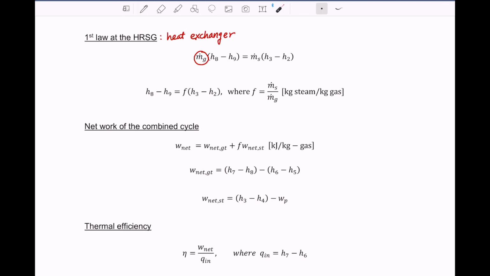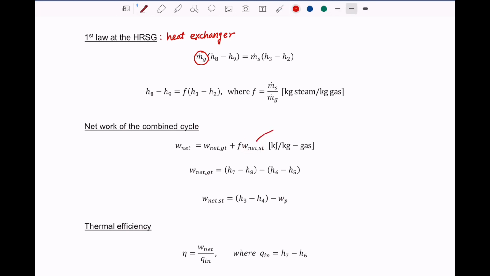Then how can you calculate the net work of the combined cycle? There are two components that we have to think about for the net work. One is from the gas turbine side and the other one is the steam turbine side. So when we use 1 kilogram of gas in the gas turbine side, then the total amount of net work is the net work for the gas turbine side, and per unit mass of gas, we generate F kilogram per second of steam. So we have to multiply F times the net work per unit mass of steam, that is W net, steam. So let me write it down.